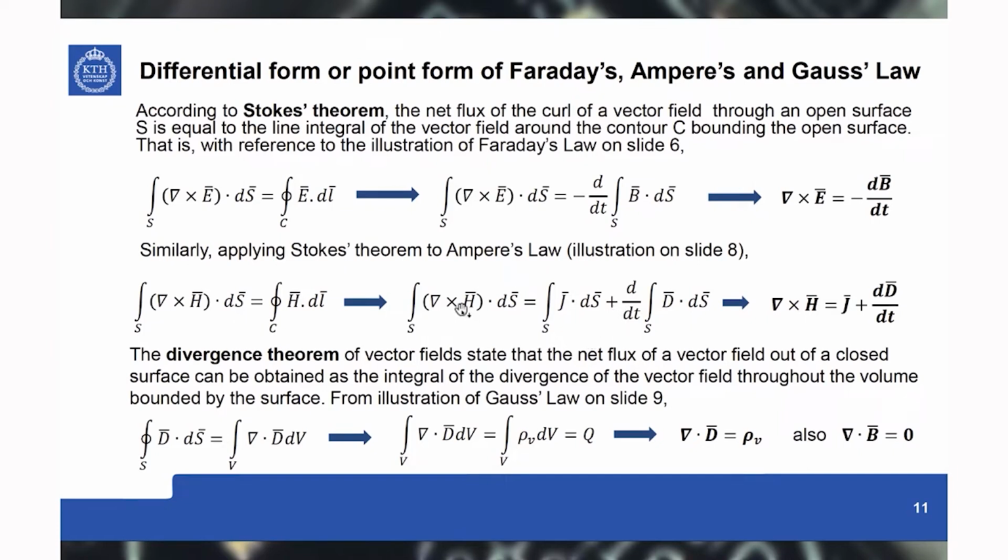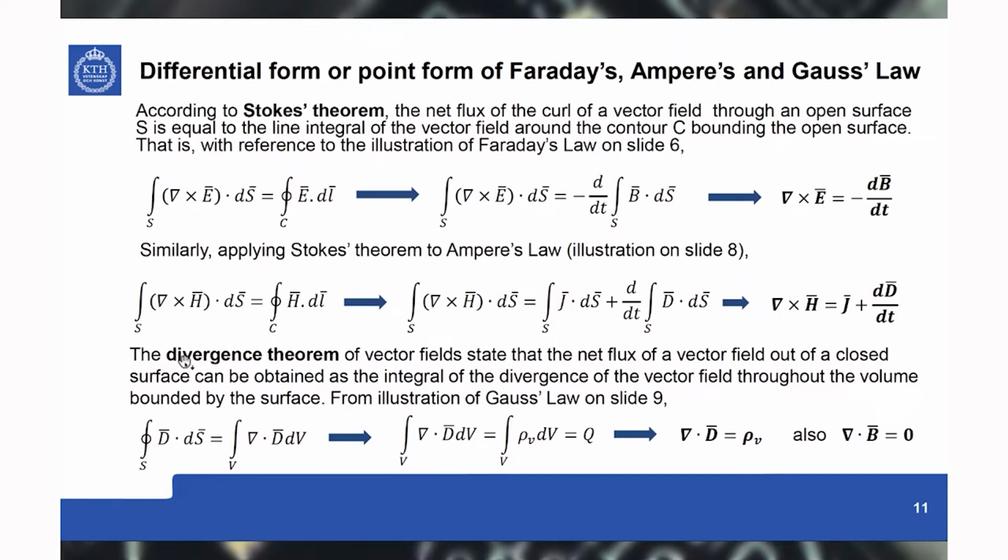Then equating these two parts and removing the surface integral, you can see del cross H equal to J, vector J plus dD by dt. So this is the displacement term, and this is the free current. So you get the point form or differential form of Ampere's law.